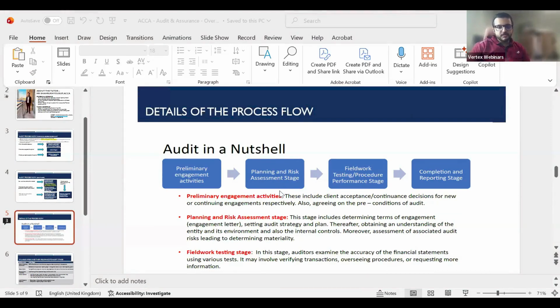So, planning and risk assessment stage. Again, this is one of the most important stages. Basically, it's like the foundation of your audit process. Planning and risk assessment includes setting the terms of engagement. You are actually signing the engagement letter.